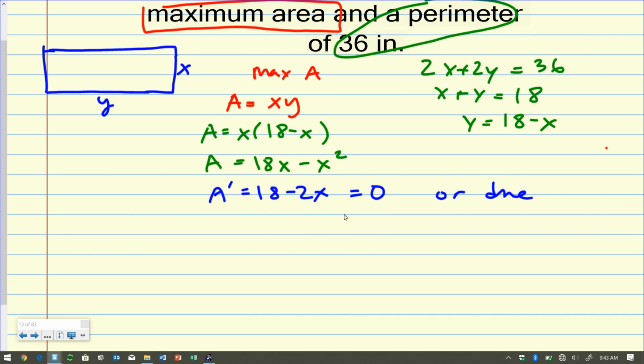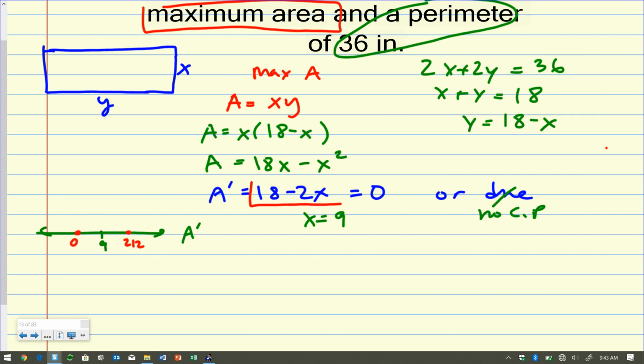The DNE side, I have no critical points just because I have no fractions. Over here, I'm going to get x is equal to 9. Is everybody good so far? Okay. If I do a number line, it would be an f prime number line. So that would be an A prime number line. I would put in my critical point, which is 9. Test my intervals. Let's do 0 and 12.